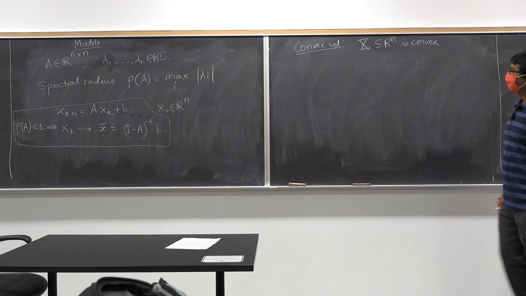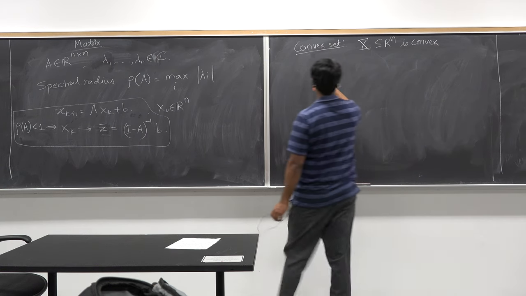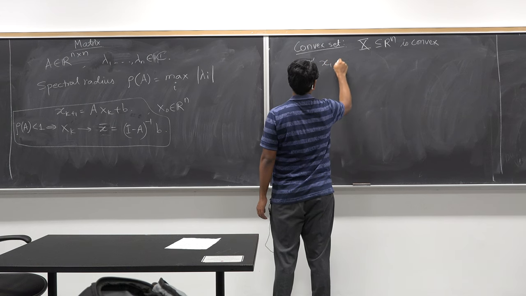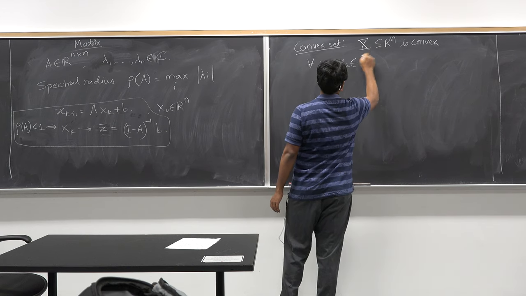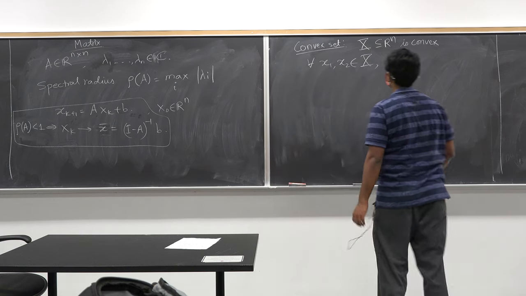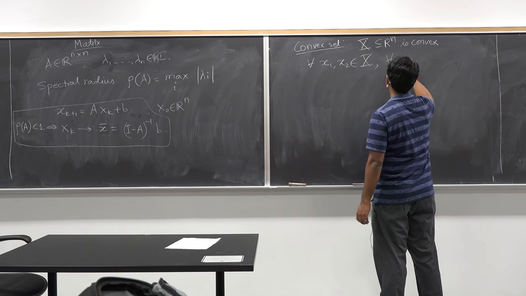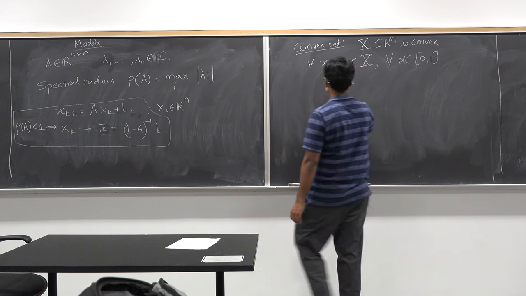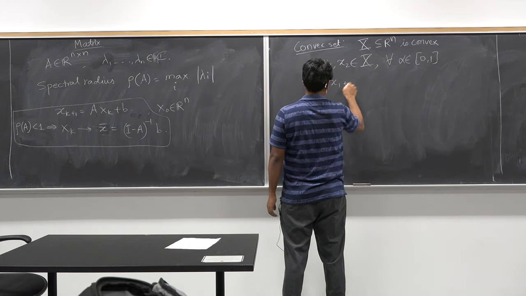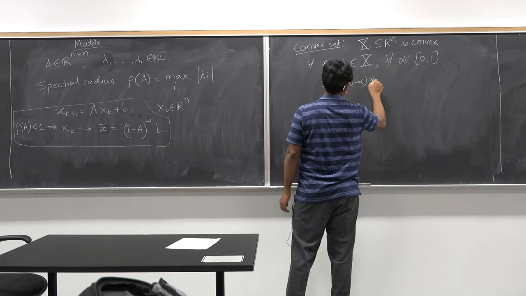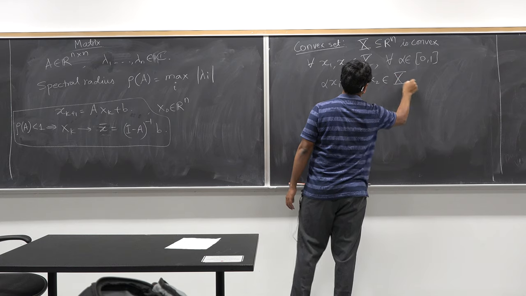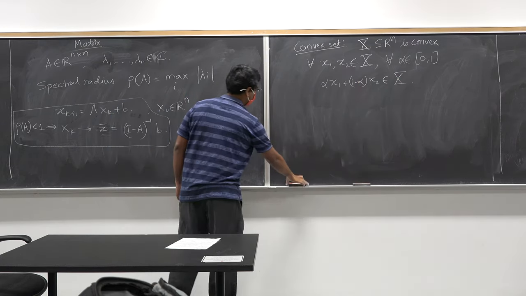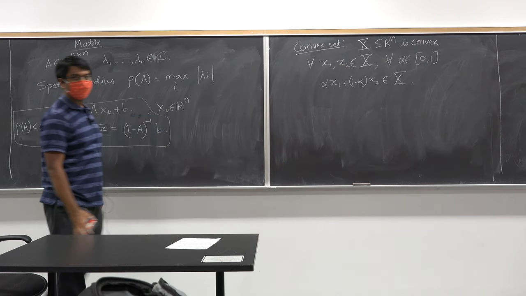This is convex if and only if for every x1, x2 in the set X, for every alpha between 0 and 1, alpha x1 plus 1 minus alpha x2 also belongs to the set capital X. That's the definition of a convex set.